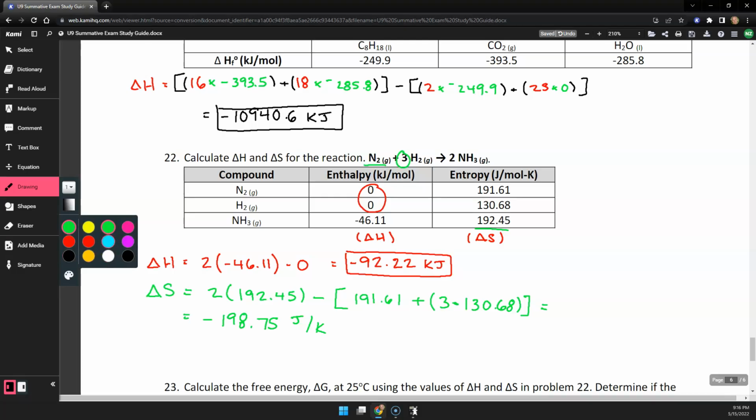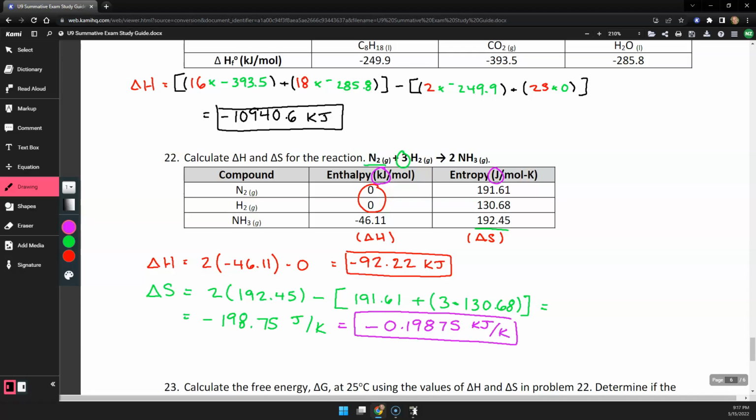Okay, now you may not have noticed it, but we have kilojoules and we have joules. We want them both to be in the same units. We want them both to be in kilojoules. Okay, so to convert, we're just going to divide by 1,000 or move the decimal place 3 places to the left. So we get negative 0.19875 kilojoules per Kelvin. Now, the reason we want to make sure that they're both in the same units is for our free energy.